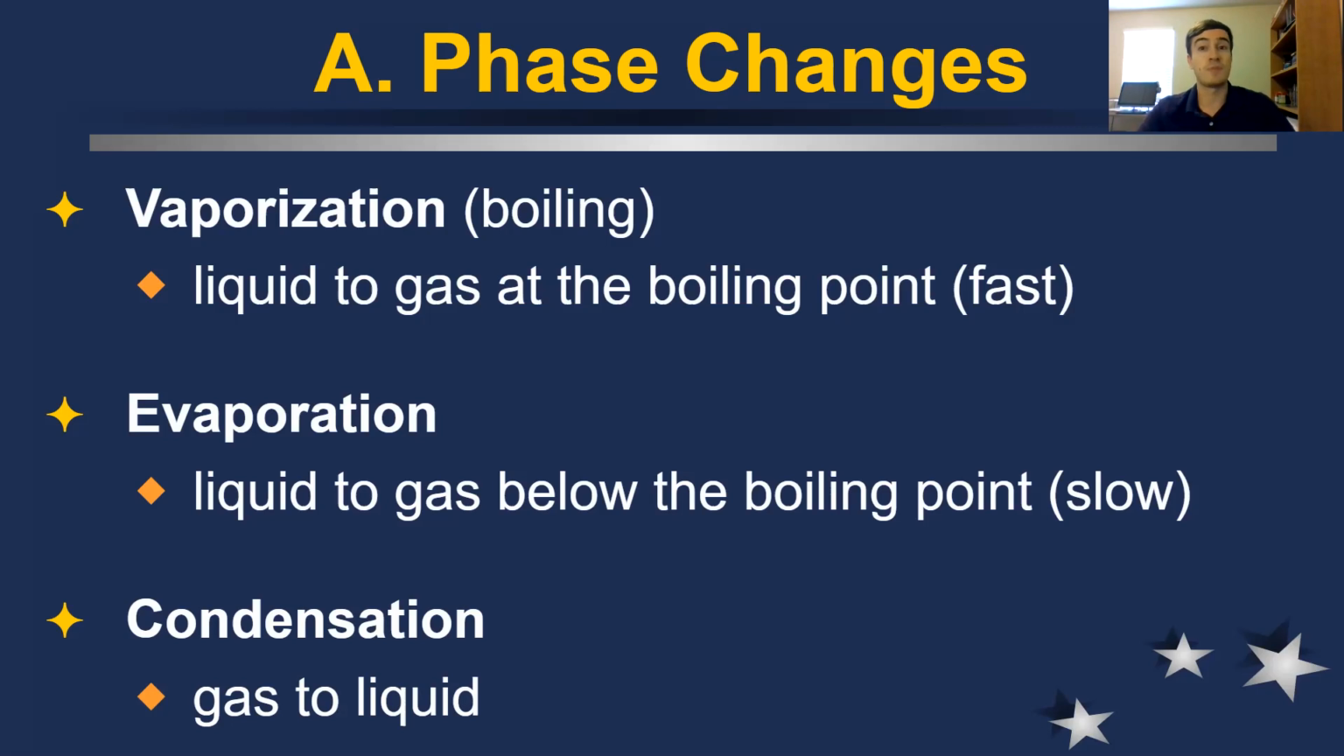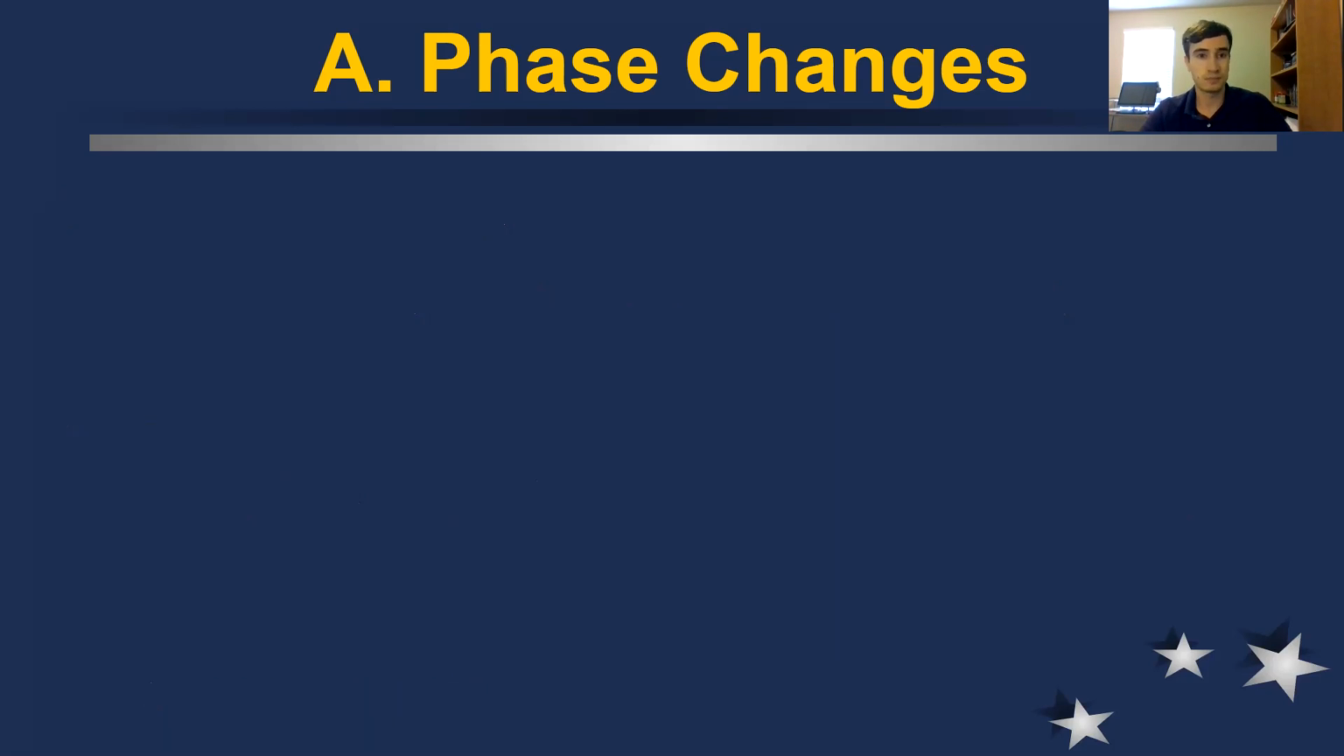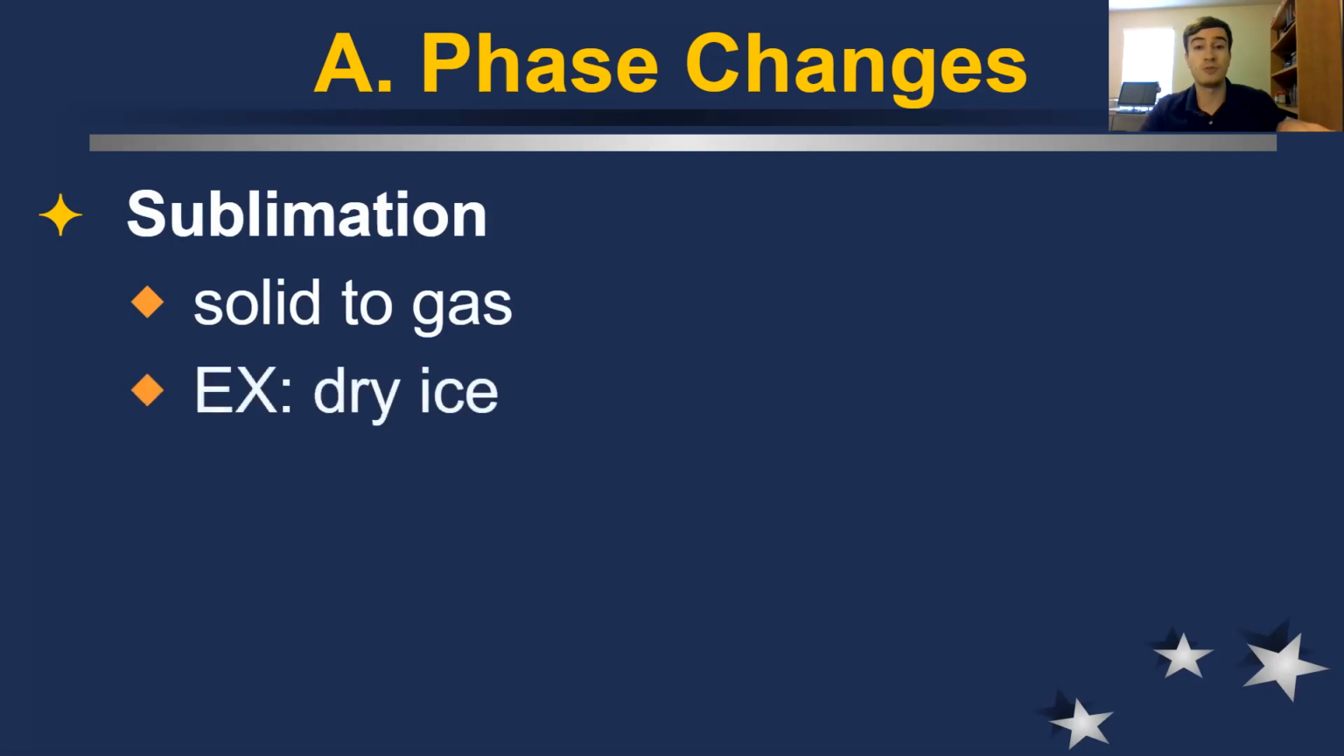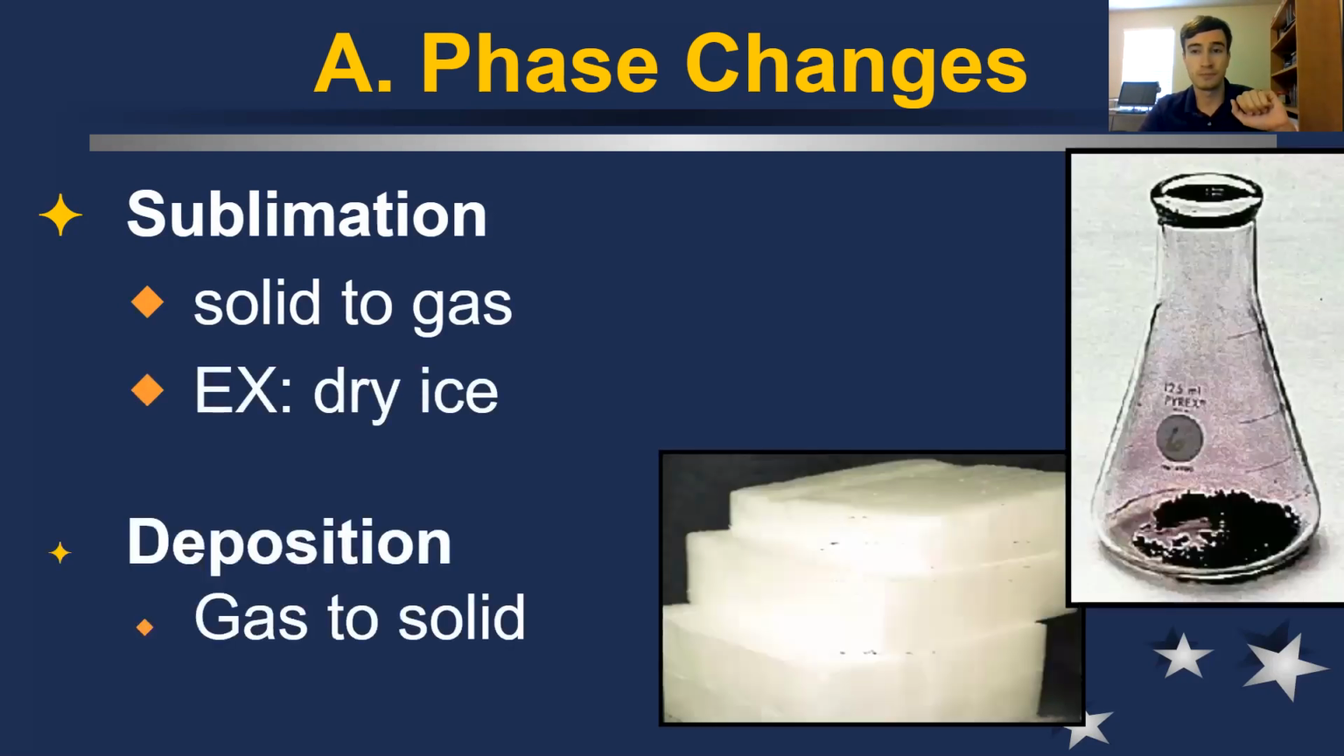Now, the ones that you guys might not have heard of before, but to me are some of the coolest ways that matter can change, are what's called sublimation and deposition. This is when we go directly from solid to gas and then back to solid. So sublimation is when we go from a solid form to a gas form.